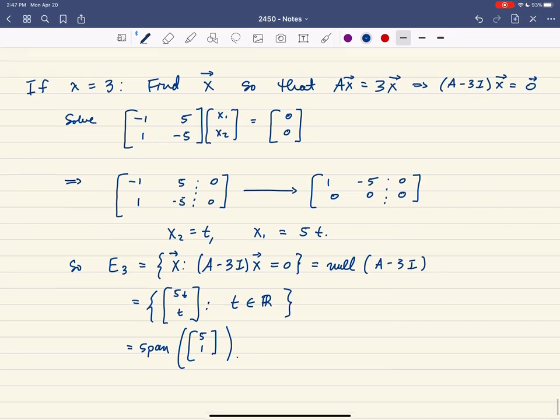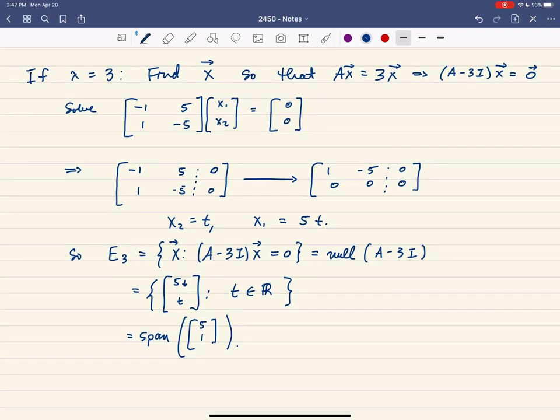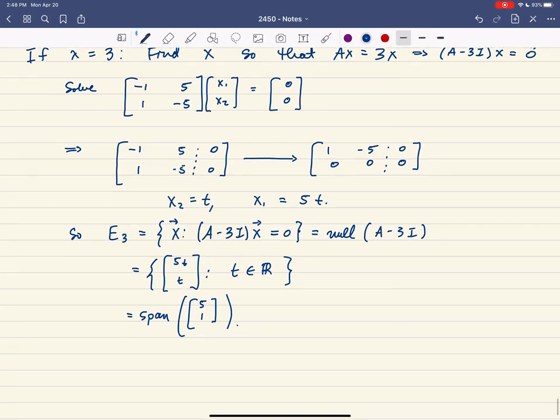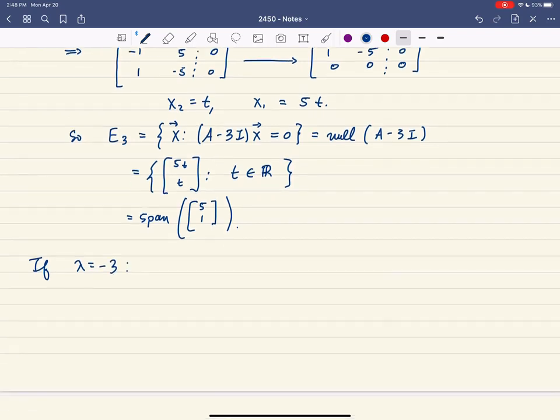And that's it for this eigenvalue, right? For this eigenvalue, lambda equals 3, we found an eigenvector, which is 5, 1. And a little more than I asked for, we found the eigenspace, E3. Let's do the same for lambda equals negative 3. So if lambda is equal to negative 3, we want to solve A minus lambda I times x equals 0.